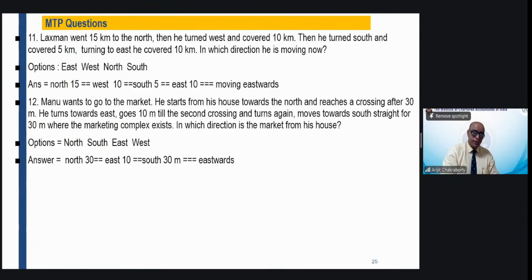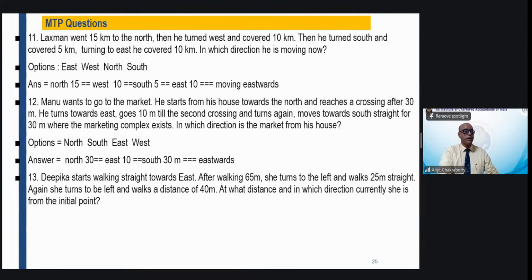So it is eastwards. This is fairly easy. Actually, exactly 10 meters towards the east. Okay, so eastern side. Yes, east. Yes. Subhash, Angel, Garvit, Akash, Tejaswini, Visual. Yes, all correct answers. East. Now we will take the 13th question. Deepika starts walking straight towards east. Okay, you are walking straight towards east.